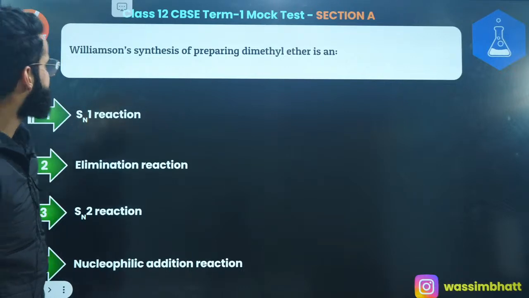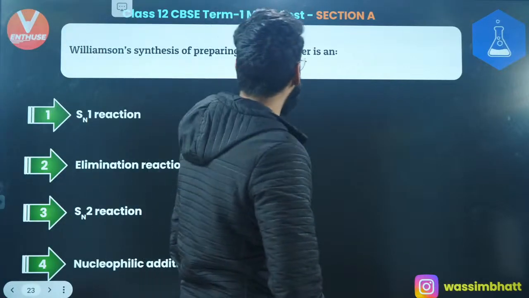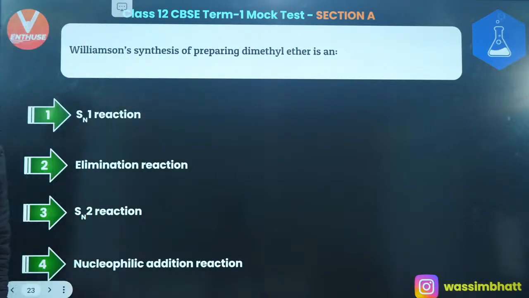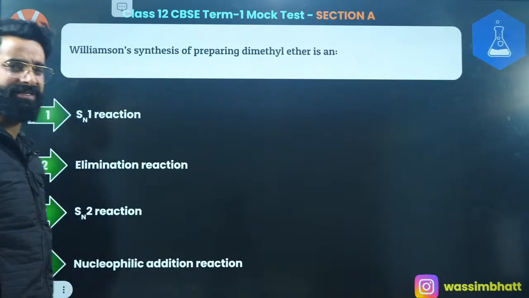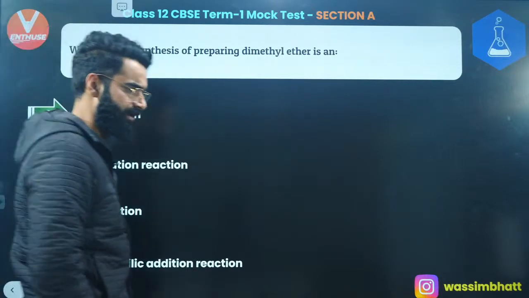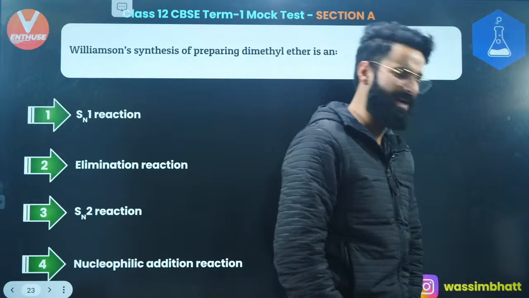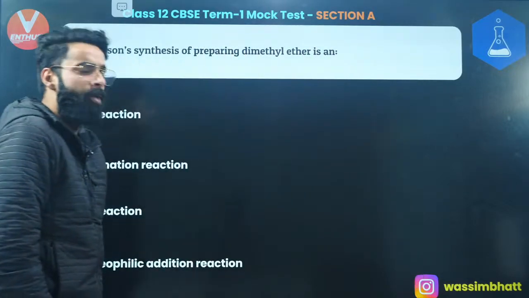Okay, Williamson synthesis of preparing dimethyl ether: is it SN1 reaction, is it elimination reaction, is it SN2 reaction, or nucleophilic addition reaction in general? What do you think about this one? You guys can solve this one as well. It's a very common reaction, guys.